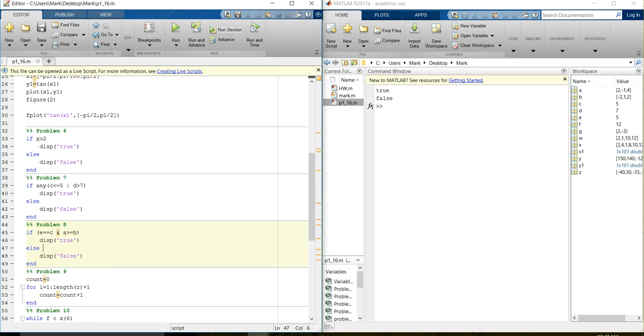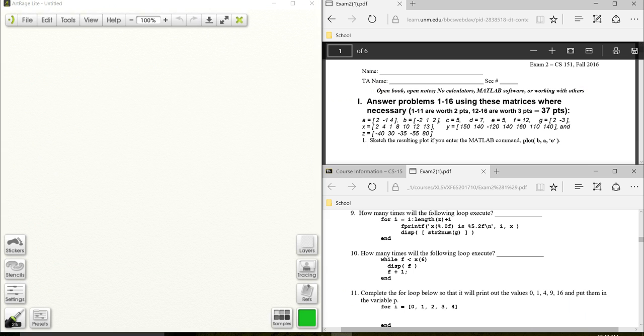False. Good. How many times will the following loop execute? We know that for loops just execute for however many columns there are in the indexing matrix, and our indexing matrix is usually denoted as I. So just this top line right here, for I is equal to 1 through the length of Z plus 1, gives us all the information that we need to figure out how many times it's going to loop.